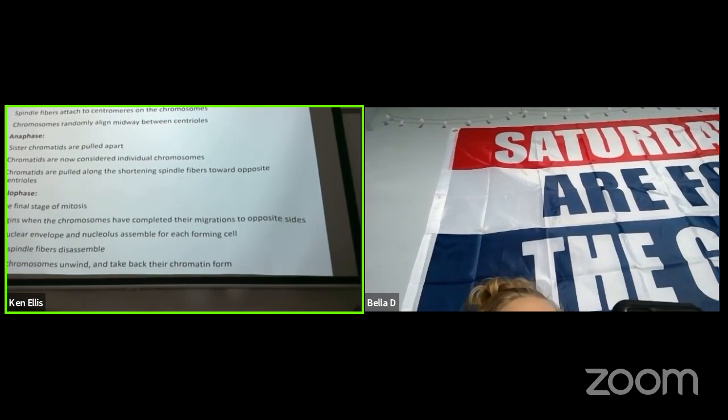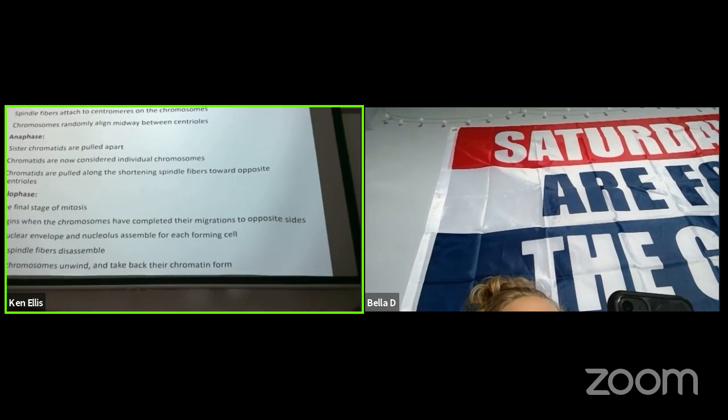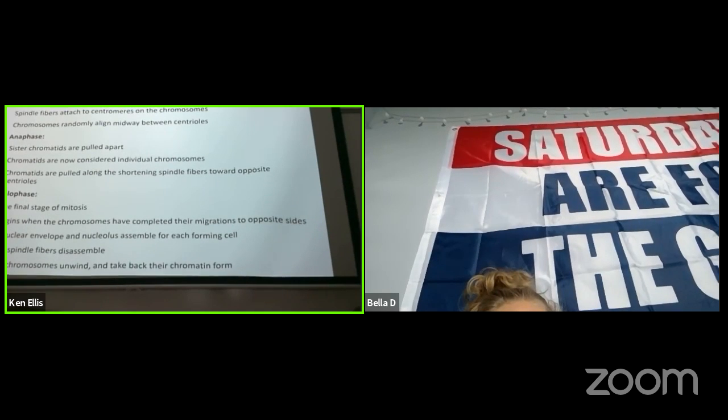These other two, metaphase, the big deal there is everybody goes to the middle in a plane, not a line. Anaphase is when sister chromatids do what? They separate. Just as soon as you see daylight between them, that's anaphase. Telophase we just told you about, and you're on the money for it.